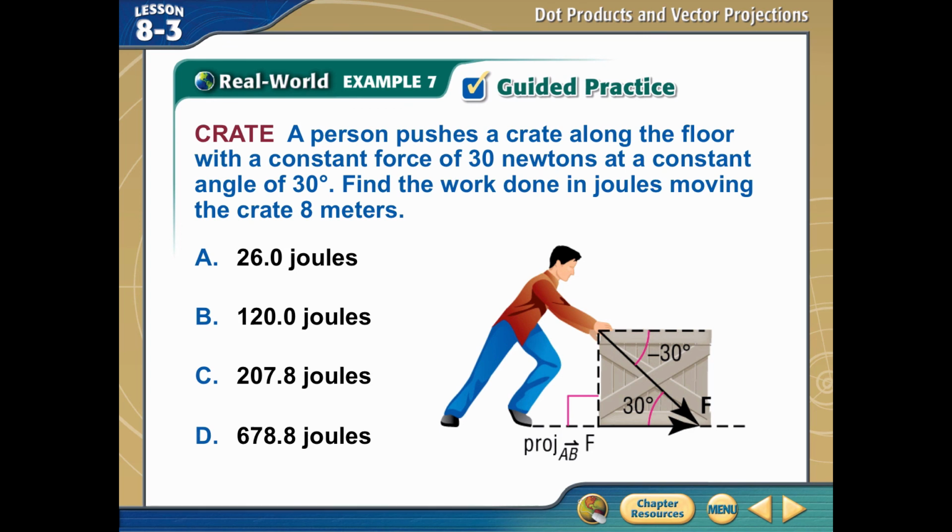So you have to break that force of 30 newtons down. You need the x component, which would be 30 times cosine 30 degrees. Multiply that by the distance. And you get 207.8 joules. If you got 120 joules, that would be you used sine 30 degrees rather than cosine 30 degrees.